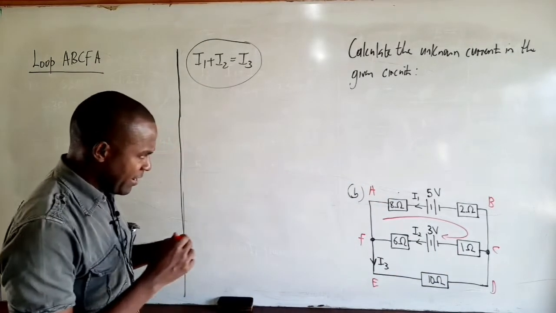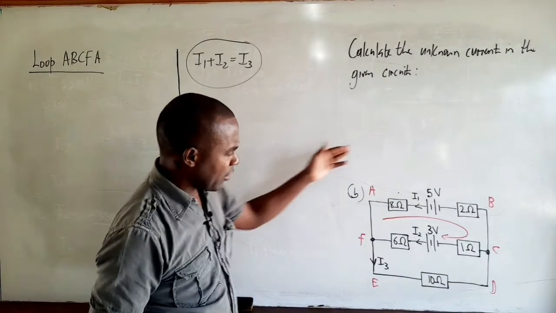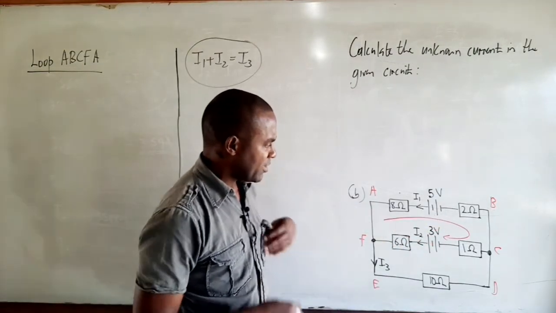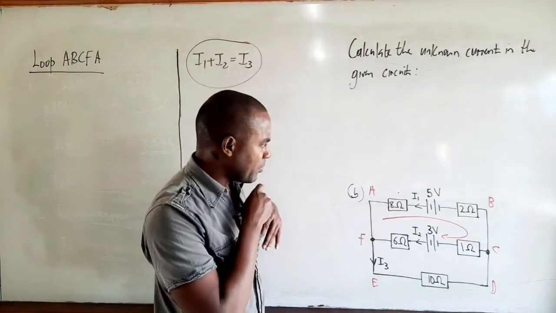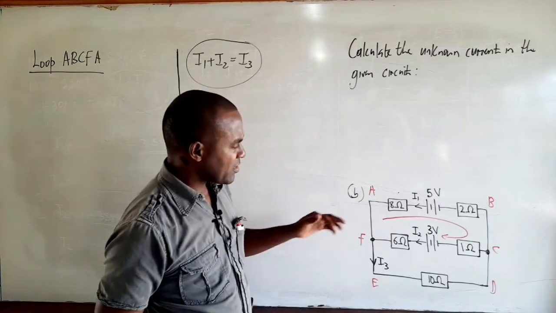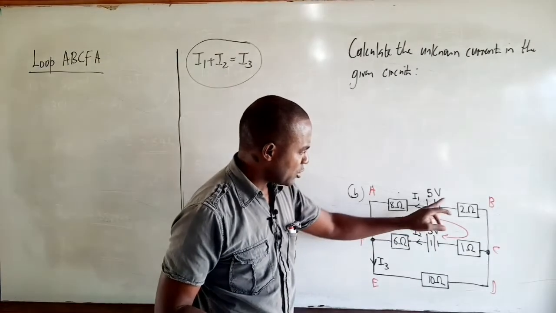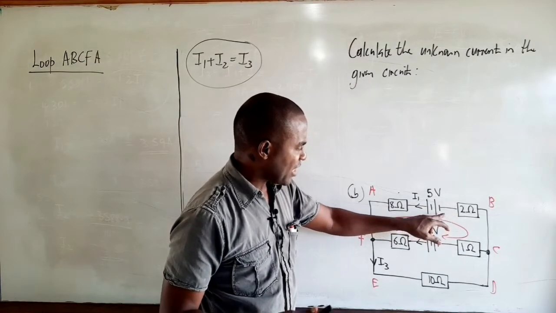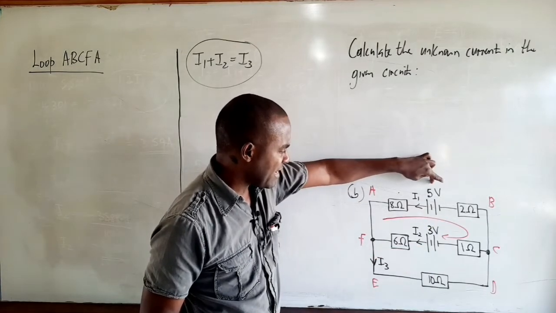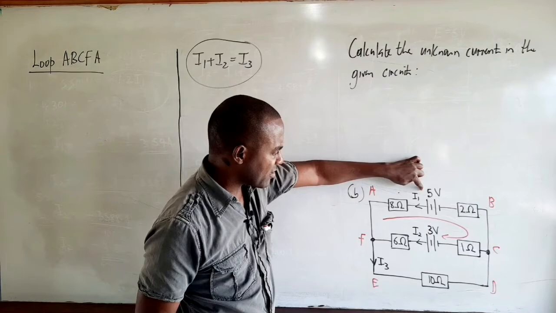So we start at A, and we proceed clockwise. We encounter the 5-volt battery, but this time we encounter the positive terminal before the negative terminal. So basically we're going from a high potential to a low potential. The charge will experience a potential drop, and this EMF will be treated as being negative. So therefore this would be minus 5 volts.